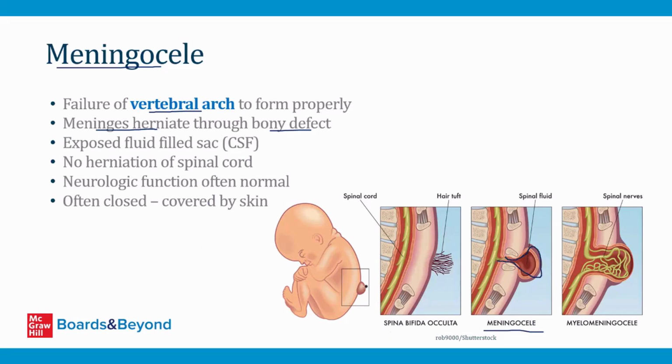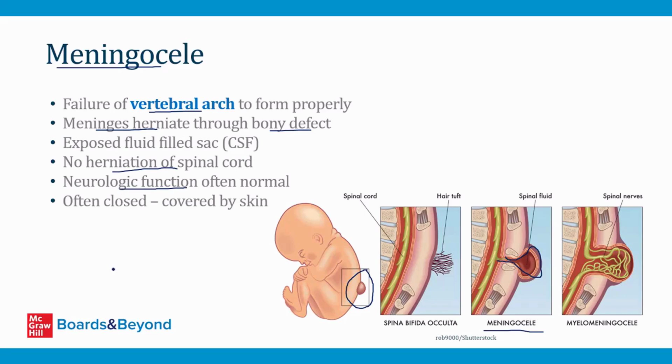This results in the baby being born with a little sac at the bottom of the back that's filled with cerebrospinal fluid. Importantly, though, in a meningocele, there's no herniation of nerves or the spinal cord. They remain in the spinal column like they're supposed to. And for this reason, neurologic function is usually normal in babies born with a meningocele.